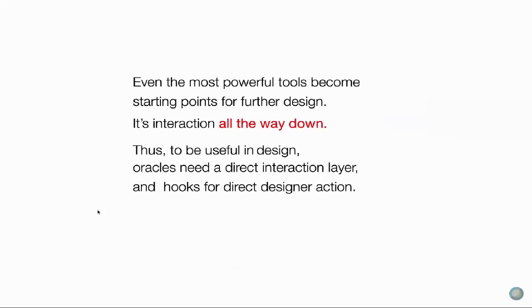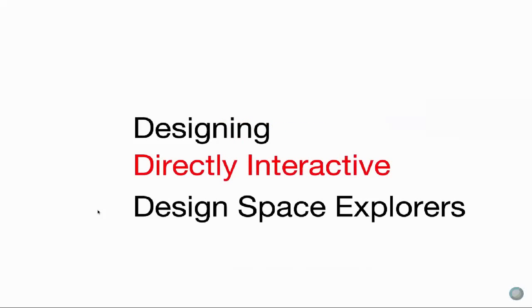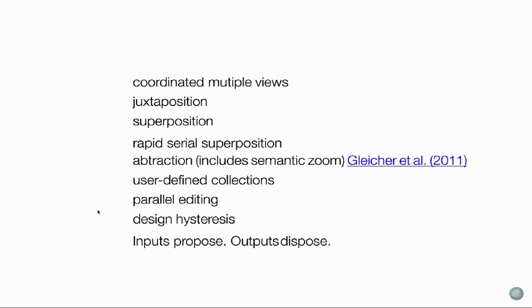The implication for system design is we've got to have interaction hooks or operations all the way down to the bottom. So to return utility to these literally hundreds or thousands of papers on design space exploration by invoking an oracle, if we can build an interaction layer for such oracles and hooks for direct designer interaction over them, we close an important loop and make that whole body of work more useful for designers. So then my task becomes designing directly interactive design space explorers.